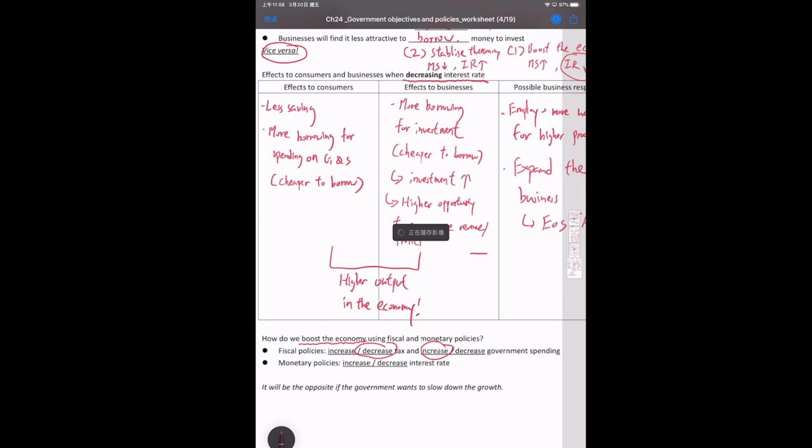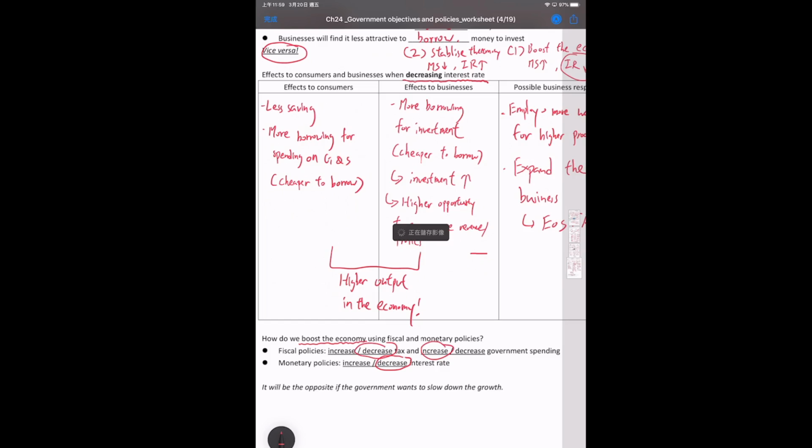What about monetary policies? Are we going to increase the interest rate or decrease the interest rate? We are going to decrease the interest rate, for the reasons we got above. We will save less and borrow more because now it's cheaper to borrow, so we will spend more on goods and services.